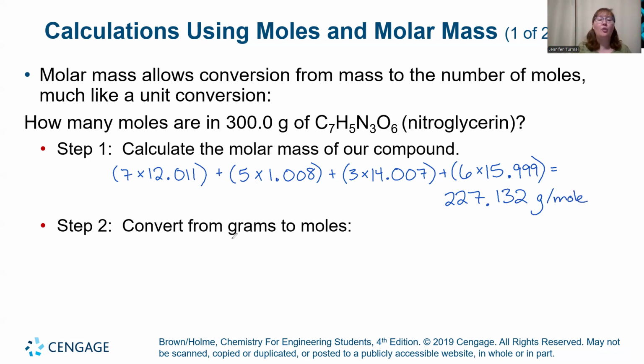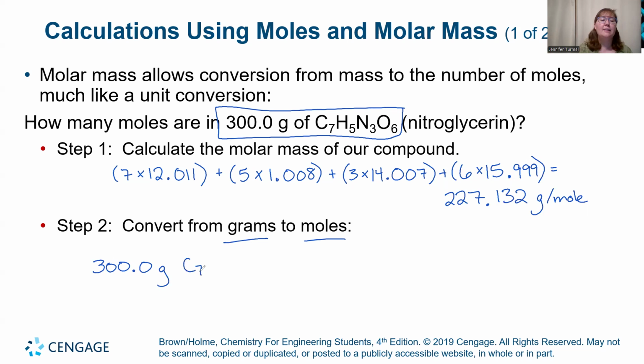Now we want to go from grams to moles. And so we're going to set up a conversion basically using this grams per mole. And so here you can see this 300 grams of our compound up above. And so we start with that as our given, 300 grams of C7H5N3O6. Now, because we have grams on the top over here, we need grams on the bottom here, and we have 227.132 grams for every mole.